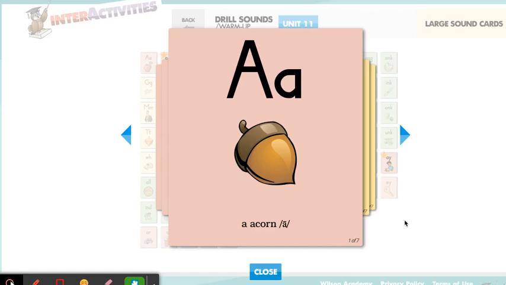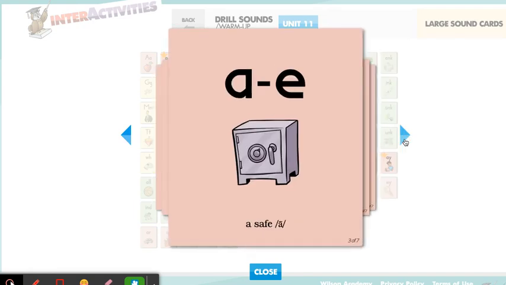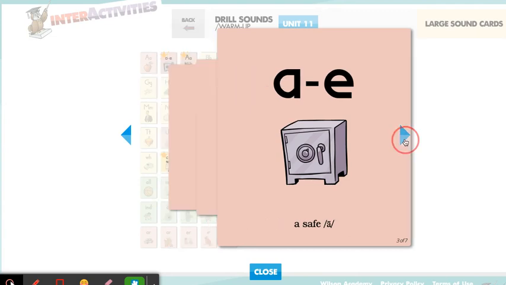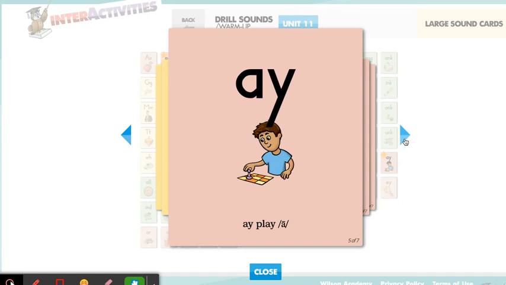A, acorn, A. I, itch, I. A dash E, safe, A. AI, bait, A. AY, play, A.